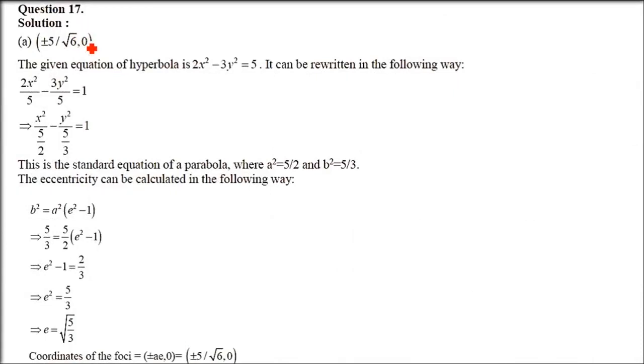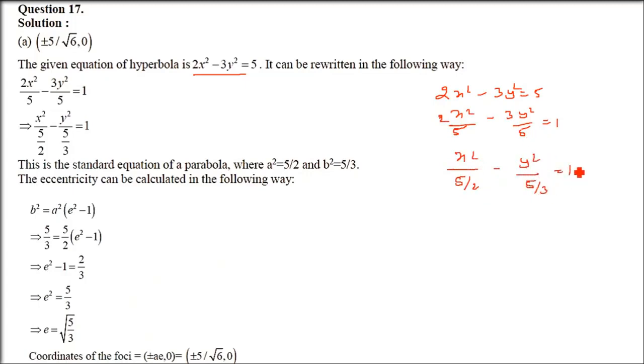Question number 17. The foci of the hyperbola 2x square minus 3y square equals 5 are. So you have to write it as 2x square minus 3y square equals 5. Divide both sides by 5. So you get 2x square by 5 minus 3y square by 5 equals 1. Now you don't need to have anything in front of x square, y square. So you have to bring 2 down, 3 down. So x square over 5 by 2 and y square over 5 by 3. Now a square is 5 by 2. b square is 5 by 3. Now you have a relationship. b square equals a square, e square minus 1.